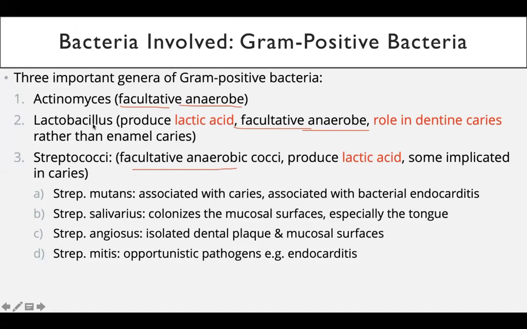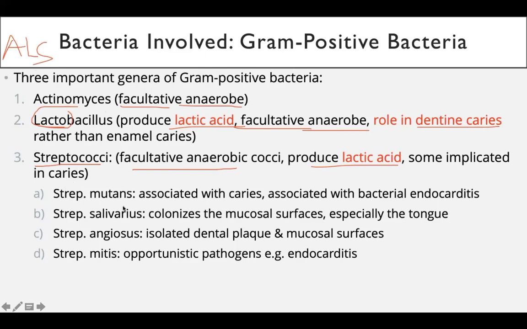The other thing is Lactobacillus, lactic acid, and Strepto also produce lactic acid in the mouth. So two things you already remember. Three things: ALS, Actinomyces, Lactobacillus, Streptococci, and then facultative anaerobe. All of them are facultative anaerobes, but Lactobacillus and Streptococci also produce lactic acid in the mouth. That's important. And Lacto is basically involved in dentin. Okay.